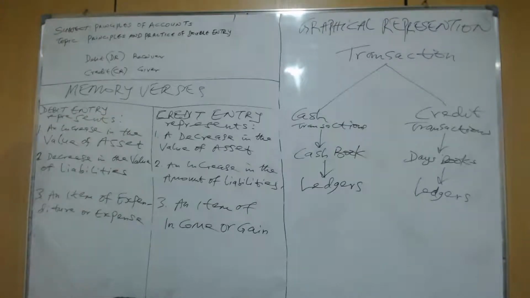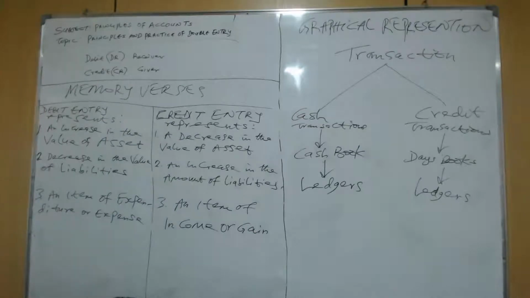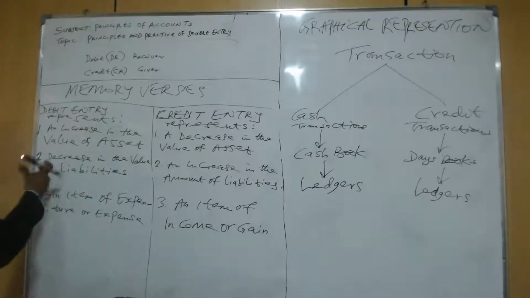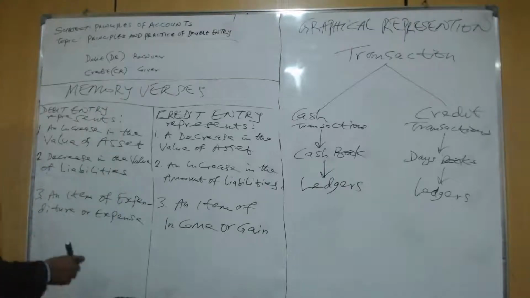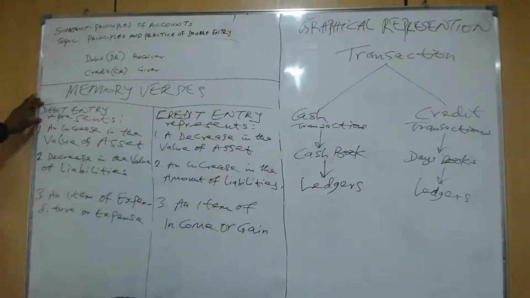I take it again. Memory verse. What you must memorize. Number one, credit entry represents a decrease in the value of assets. Number two, a debit entry represents decrease in the value of liabilities, while a credit entry represents an increase in the value of liabilities. A debit entry is an item of expenditure or expense.